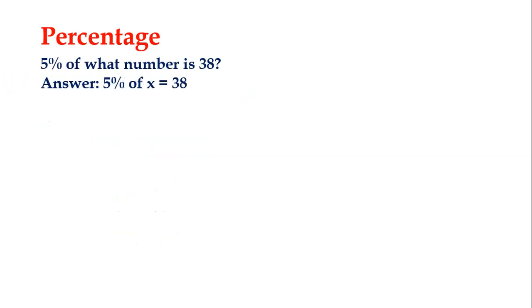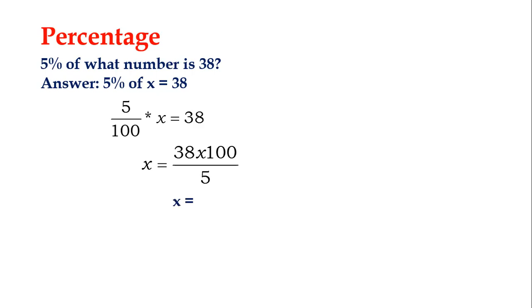Let me define the other idea also. 5% of what number is 38? That means here we are going to find the number. So I am going to take the number as X. That means 5% of X is equal to 38. So 5 by 100 multiplied by X is equal to 38. I am going to simplify this. So X is equal to 38 multiplied by 100 divided by 5. So what is the final simplification? Using the calculator, you can simplify this or in any other way. So this is 760. So understand the idea.